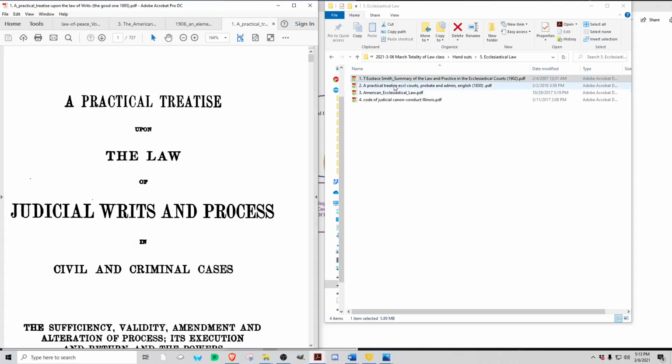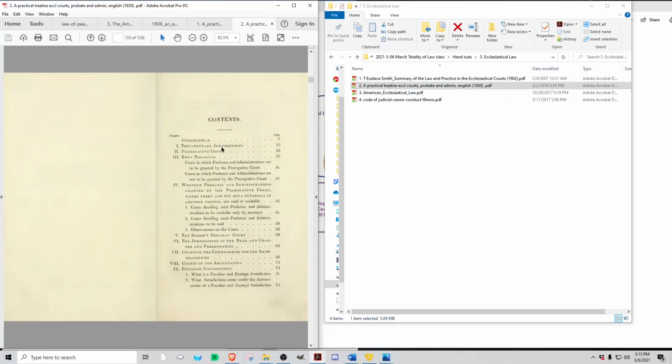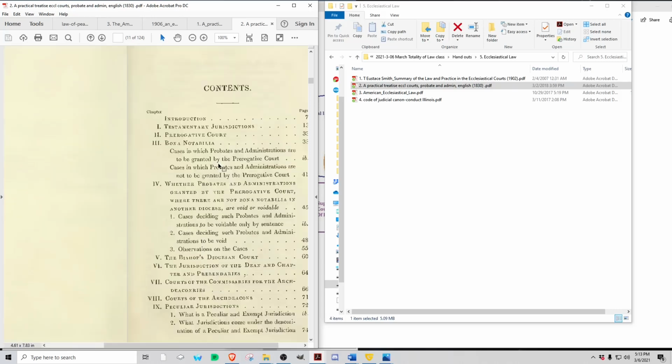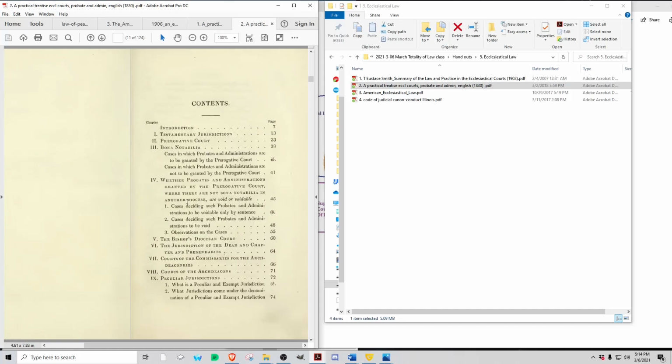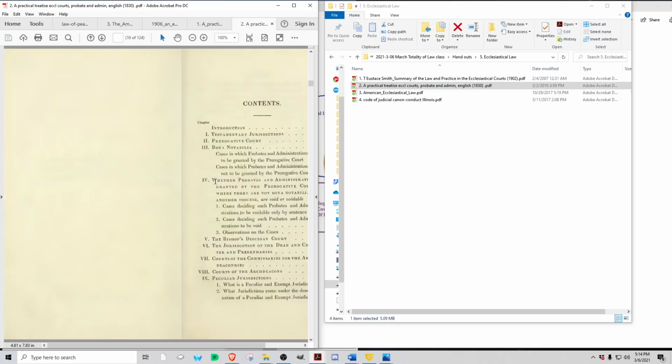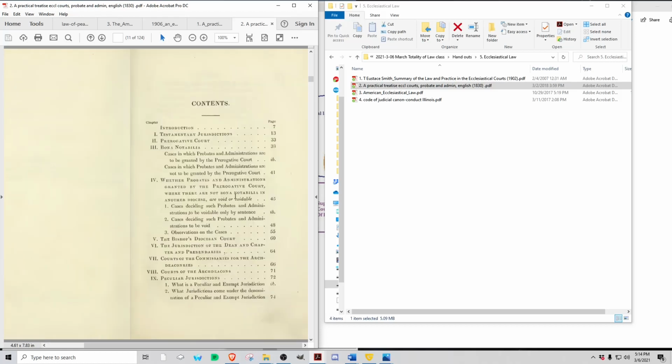A practical treatise on ecclesiastical courts, probate, and administration. This is 1830. This will probably have a lot more. Yeah, actually, this one will be a lot more specific as to probate matters. So it's a prerogative court. Okay, whether probate administrators granted by the prerogative court, whether they are not bona notabilia in another diocese, yada yada, and then this will give you the various different aspects of what they were doing.